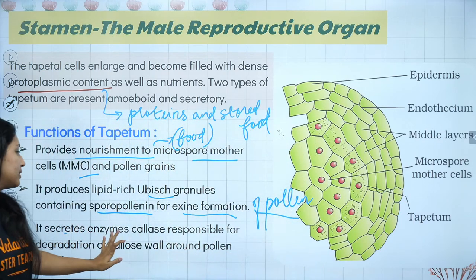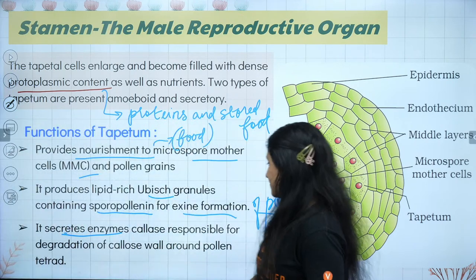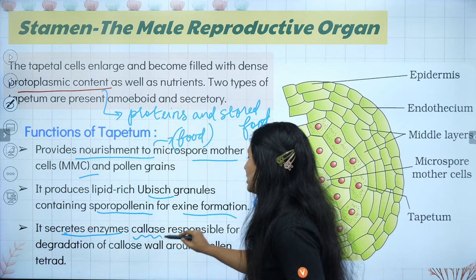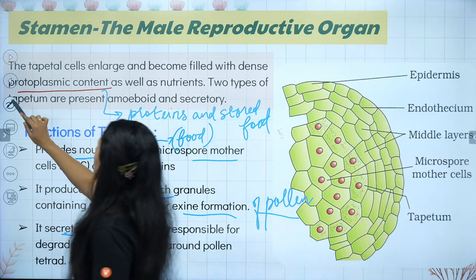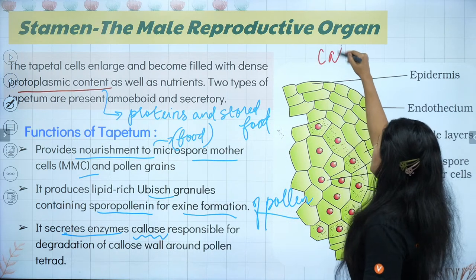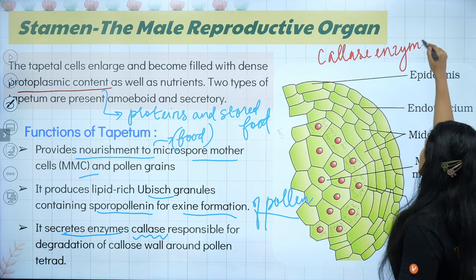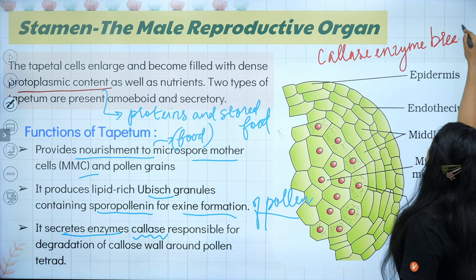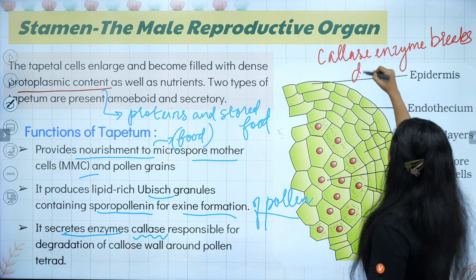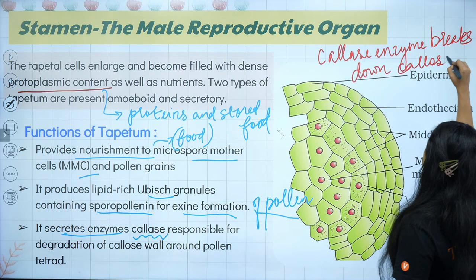Then it secretes an enzyme called callase. So what will callase do? I will write down what callase will do. The callase enzyme breaks down callose sugar. That's why the name.